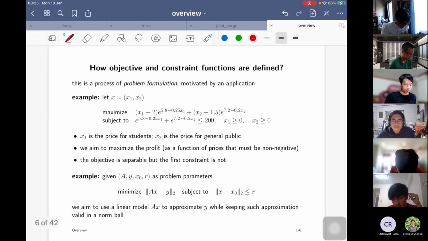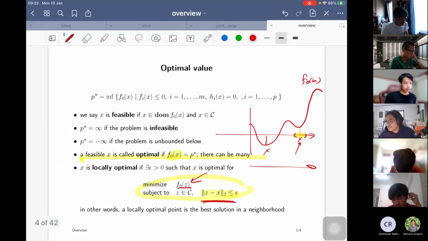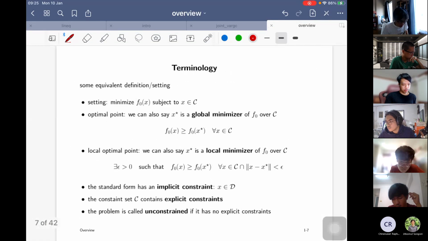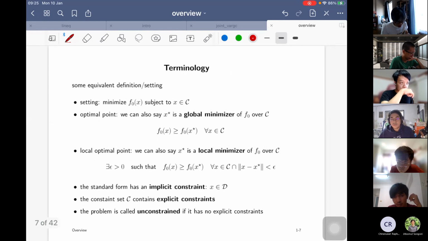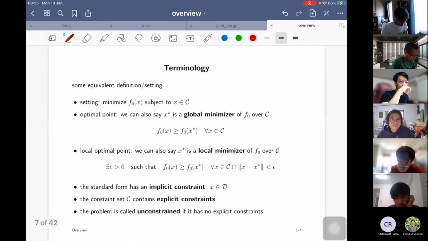Okay, this is some basic terminology of optimization problems. I think we stop here, and in the next lecture we talk about examples and again some more terms that involve sublevel set, contour, gradient, all these kinds of things.